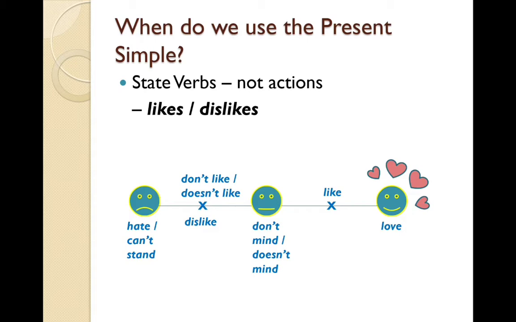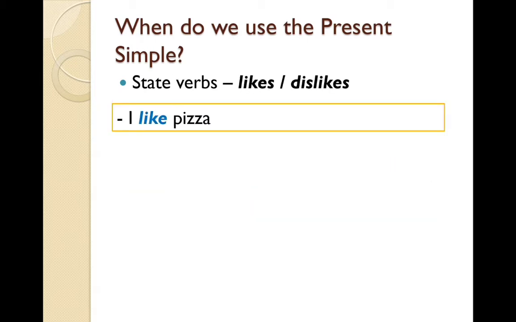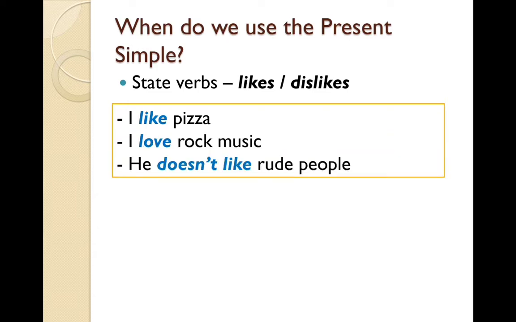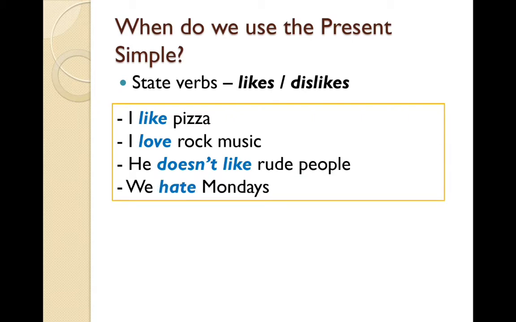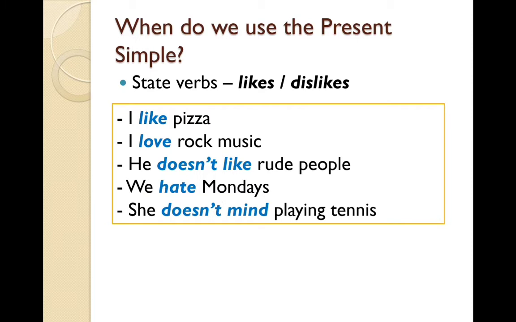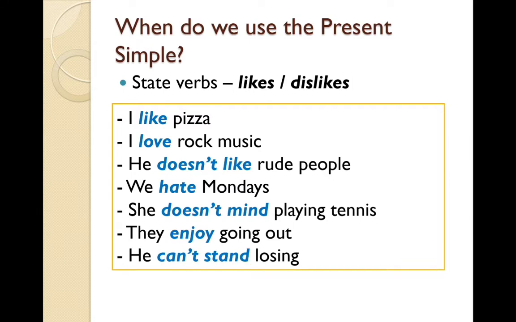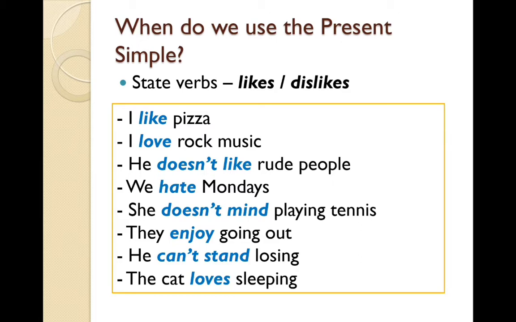So let's see some examples. I like pizza. I love rock music. He doesn't like rude people. We hate Mondays. She doesn't mind playing tennis. They enjoy going out. He can't stand losing. The cat loves sleeping.